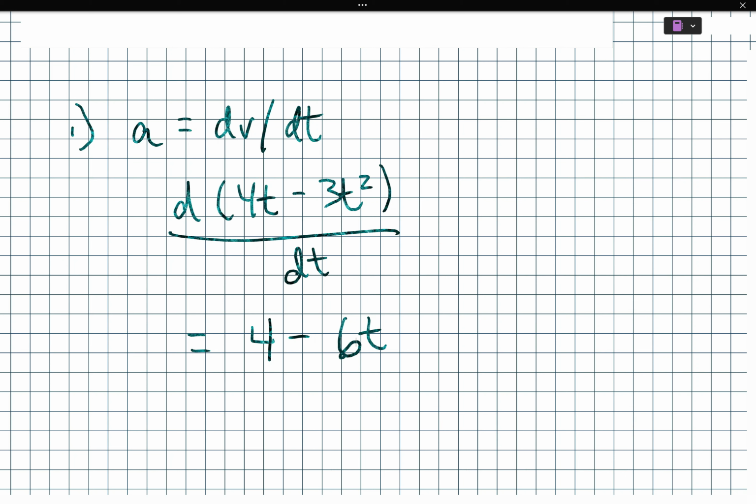We're finding this answer when t is equal to 4 seconds. So a is equal to negative 20 meters per second squared. I'm just plugging in 4 seconds for t. 6 times 4 is 24, so 4 minus 24 is negative 20 meters per second squared, or in this direction, going to the left, when t is 4 seconds.